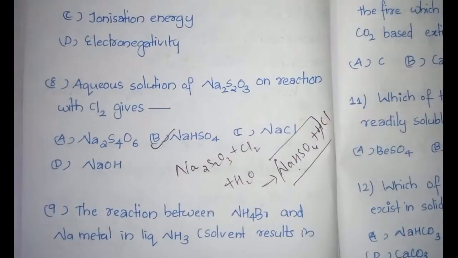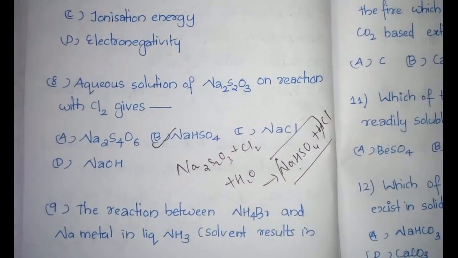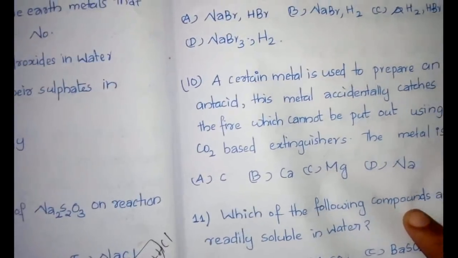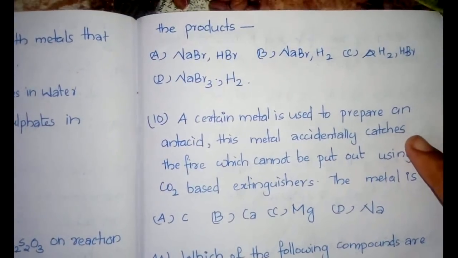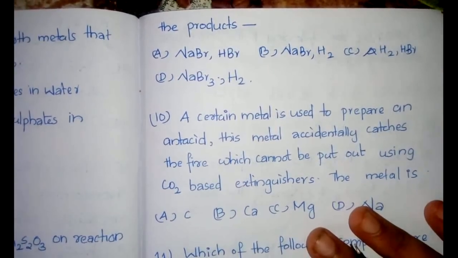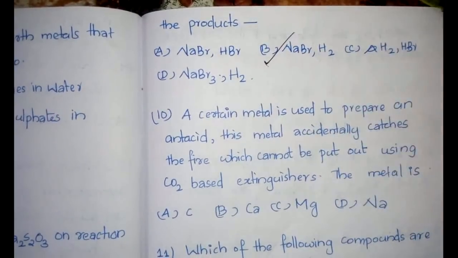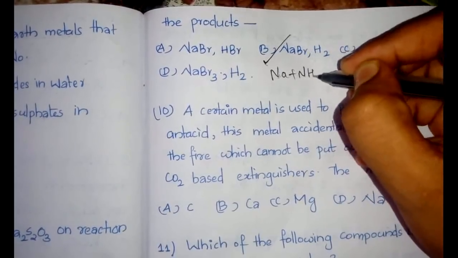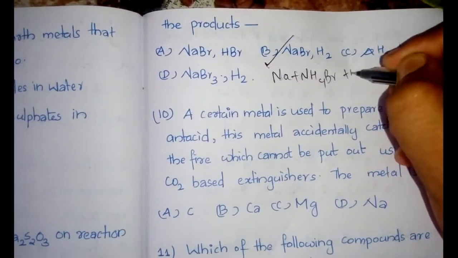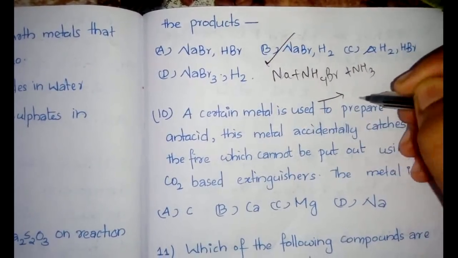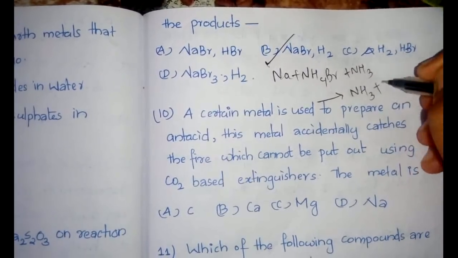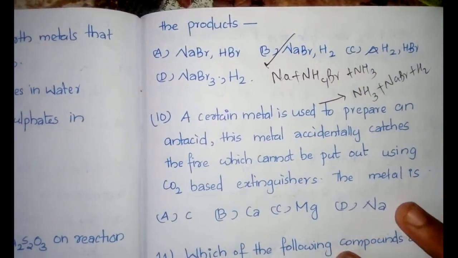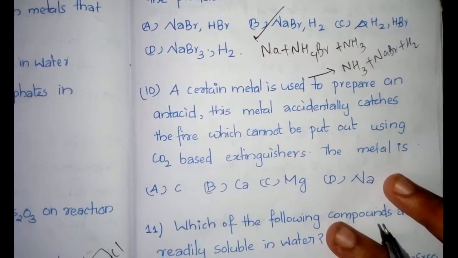The next question is, the reaction between NH4Br and sodium metal in liquid NH3 results in the formation of, and we have 4 different options, and option B, NaBr and H2, is the correct answer. The equation is Na plus NH4Br plus NH3. It will regenerate NH3, and along with NH3 it will form NaBr plus H2. So that's the option.